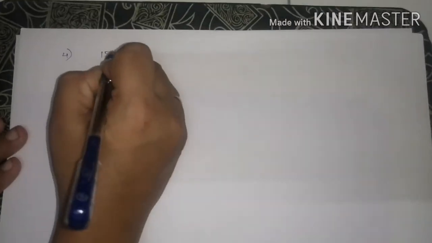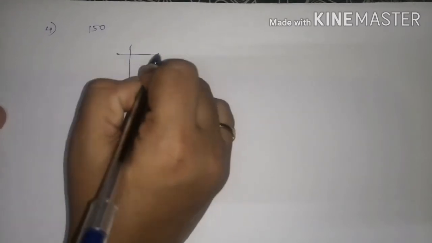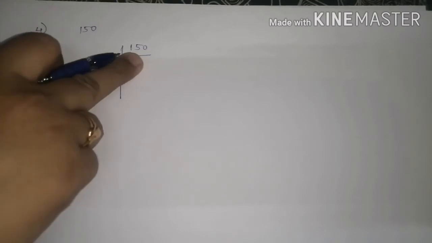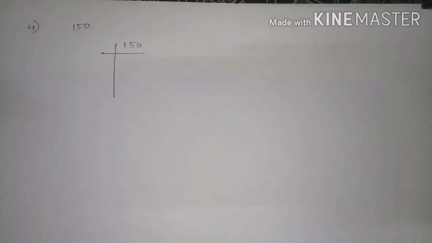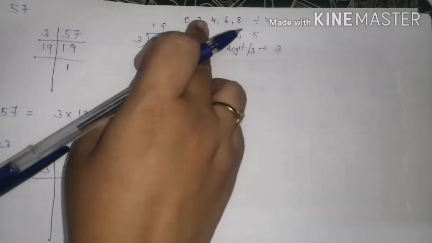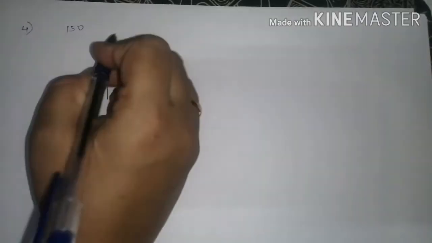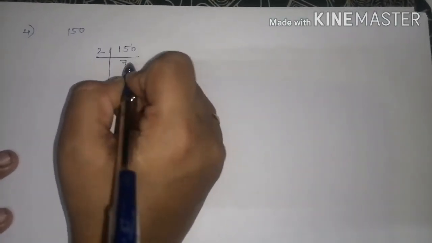Now let's see the next sum, the fourth one. The fourth one is 150. We have to find its prime factors. So make a vertical arrangement, write the number 150. Now in the units place it is 0. I already told you, if the units place has 0, 2, 4, 6, 8, the number will get divided by 2. So let's divide by 2. 150 divided by 2: 2 sevens are 14, 2 fives are 10.